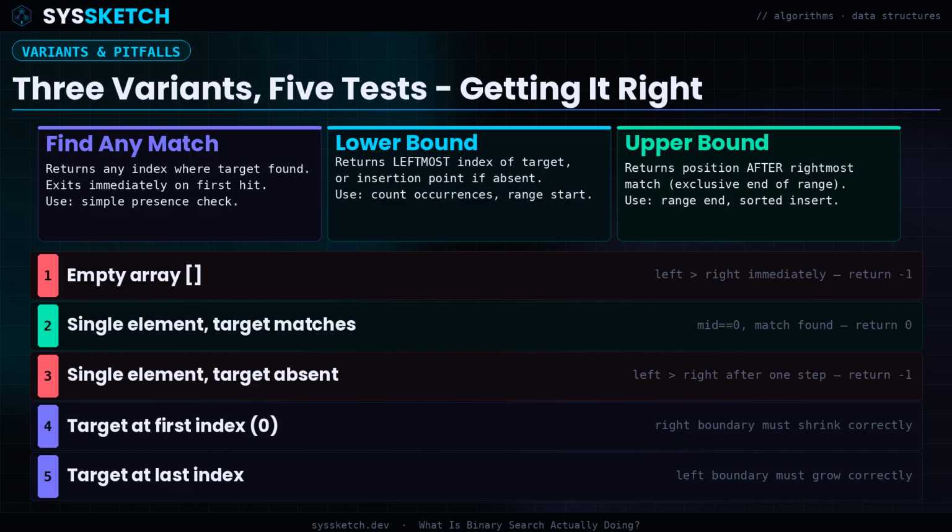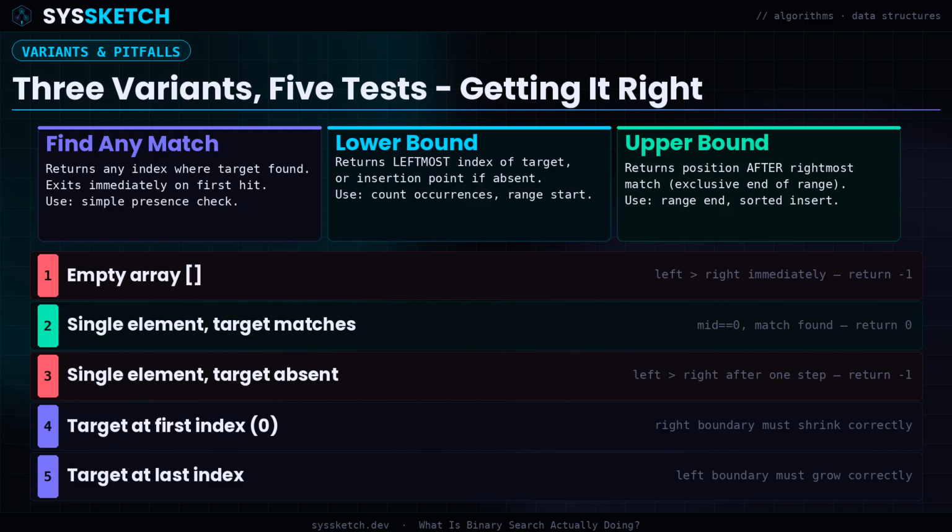The boundary condition errors that affect these variants have appeared in textbooks, in standard library implementations, and in widely deployed production systems. The discipline that prevents them is to choose your interval definition, either closed on both ends or half open, before writing a single line of code, and then enforce that definition consistently at every boundary update throughout the function.